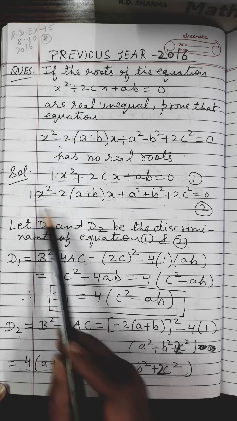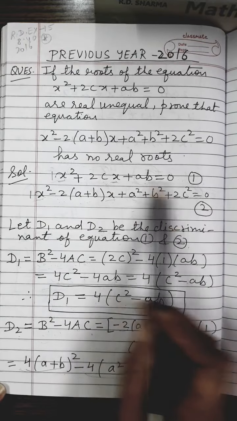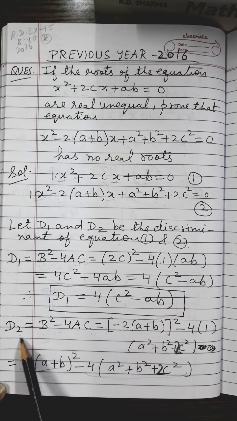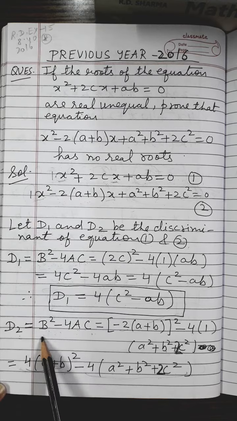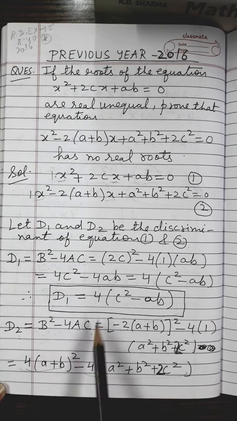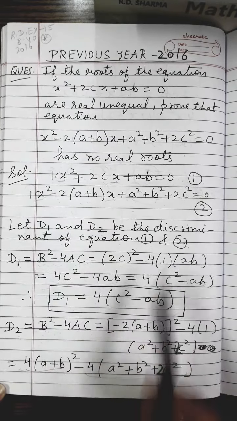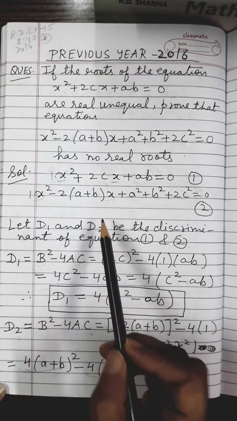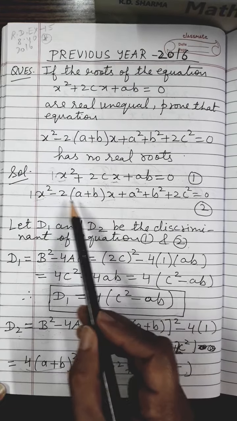Now come to the second equation. This equation's discriminant I represent by D2. Again I use the capital letters, B square minus 4AC. This is the formula for discriminant. So I will pick up the values of A, B, C from this second equation. What is the value of B? The coefficient of x, which is minus 2 bracket a plus b.